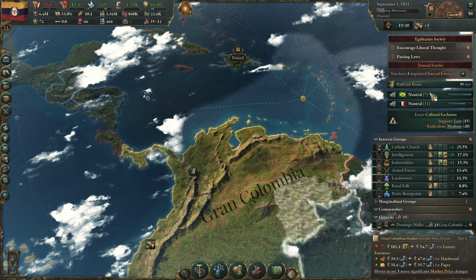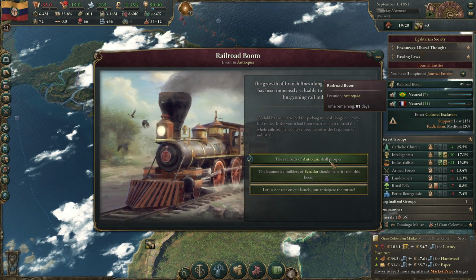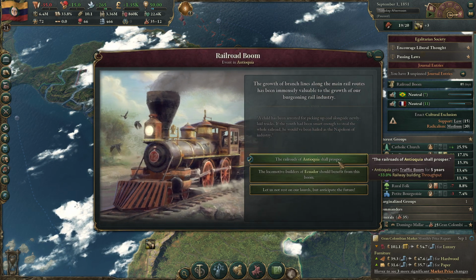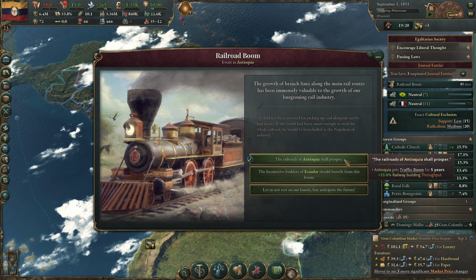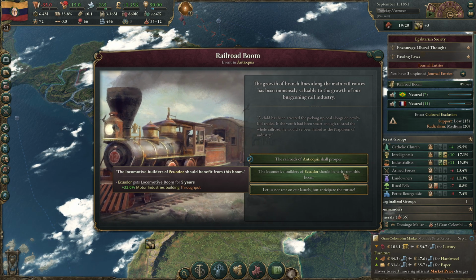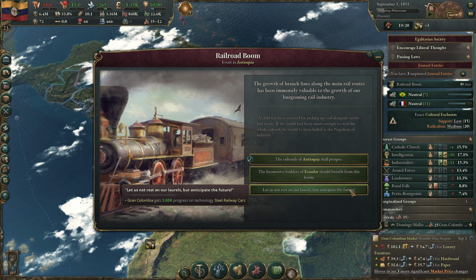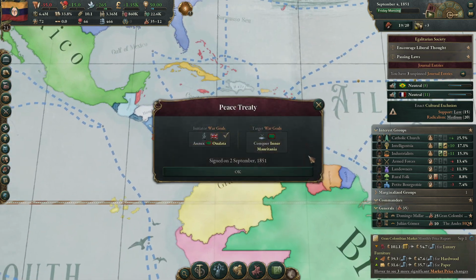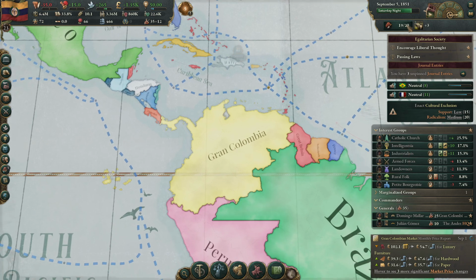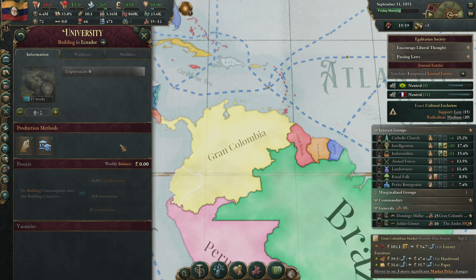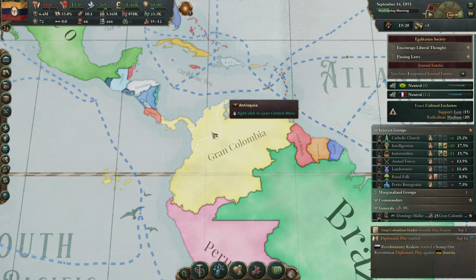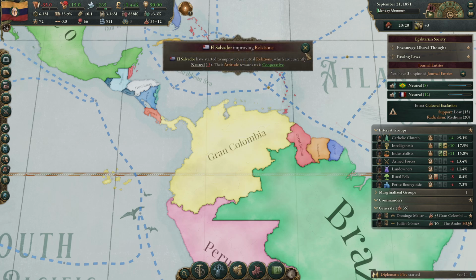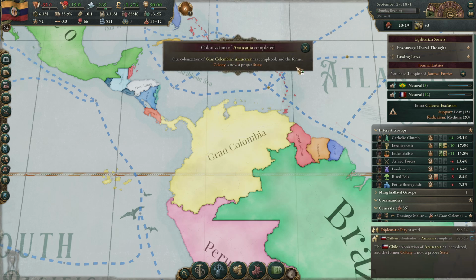Branching out is completed. That is because of the railroads that I built. We can get railway building throughput, so we get more transportation. No need for that. More motor industries, that is actually really handy. Or research. Take the research. Alrighty then. We are building our first university. Just gonna build a couple of them.